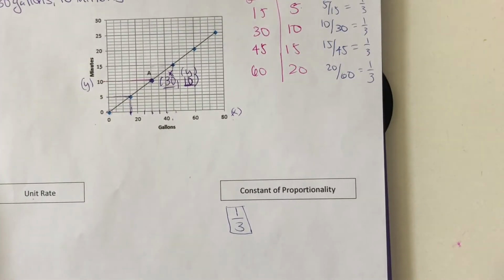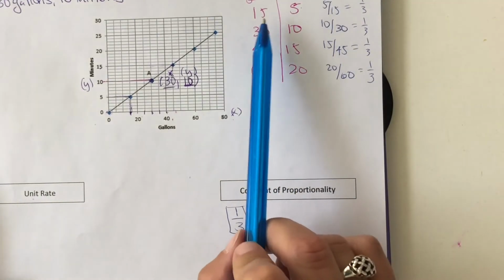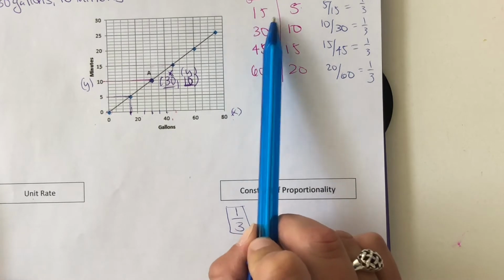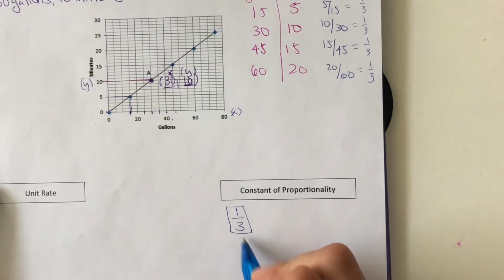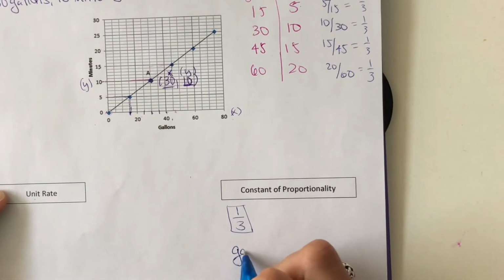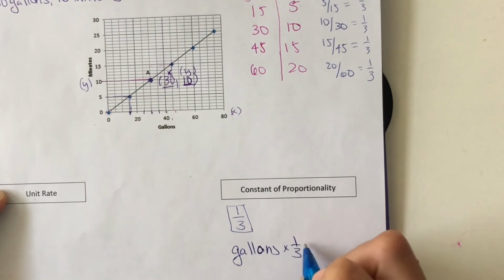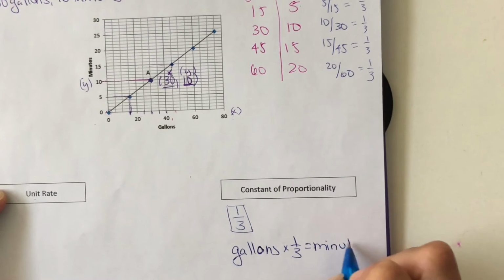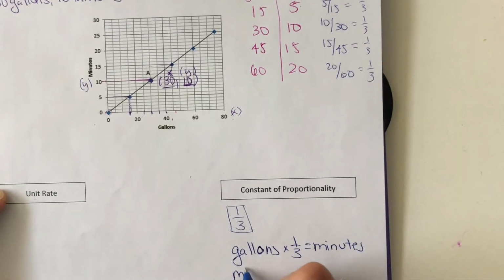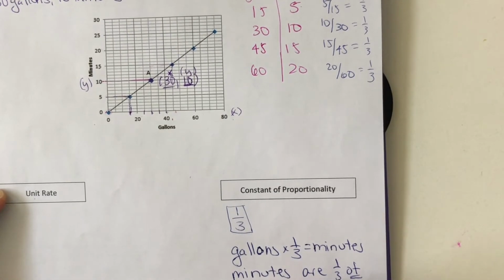So what information does this give us? Well, if the constant of proportionality is 1/3, that means we're also always multiplying gallons by 1/3 to get to the minutes. So that means we could say that gallons times 1/3 gives us minutes, or minutes are 1/3 of the gallons.